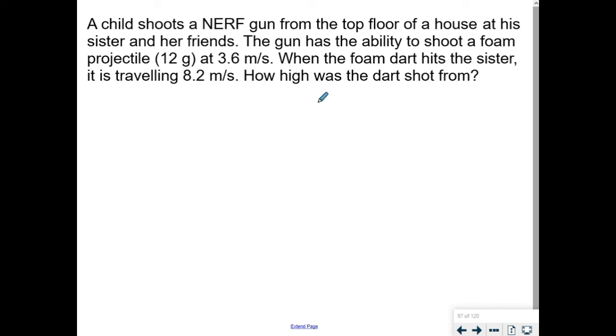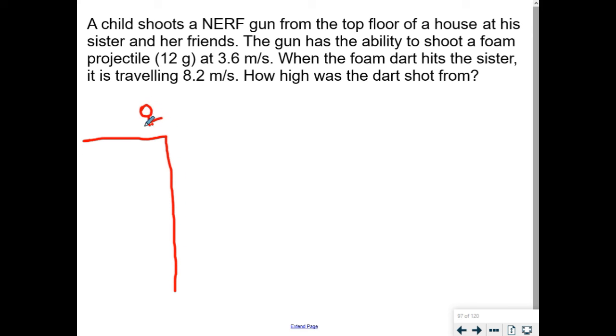A kid shoots a Nerf gun from the top floor of his house at his sister and her friends. The gun has the ability to shoot a foam dart of 12 grams at 3.6 meters per second. And this one says when the foam dart hits the sister, it's traveling 8.2 meters per second. How high was the dart shot from? So let's see what we can do on this last one here, and then we're going to call it quits for the class, because at some point, doing more questions doesn't help.